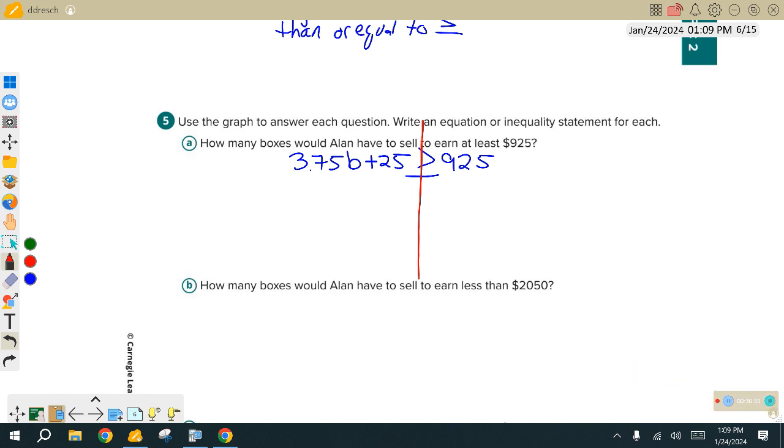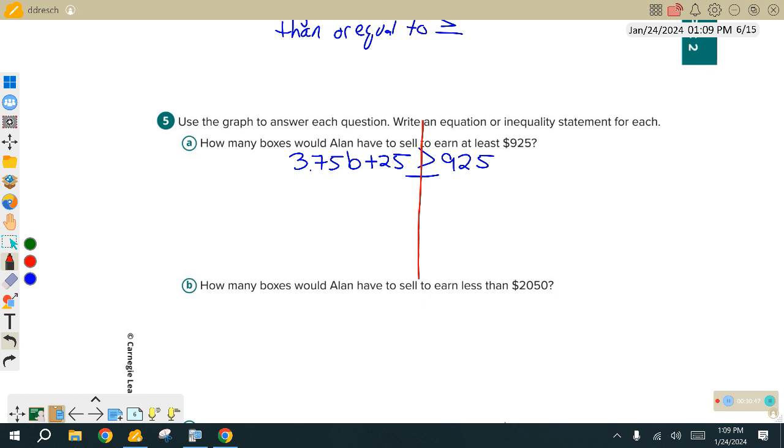I don't even know what to do. Solving for B, Andrew. We're going to solve for B. Move the 25 or the 375? Okay, we're going to move the 25. So we're going to move the 25 here.